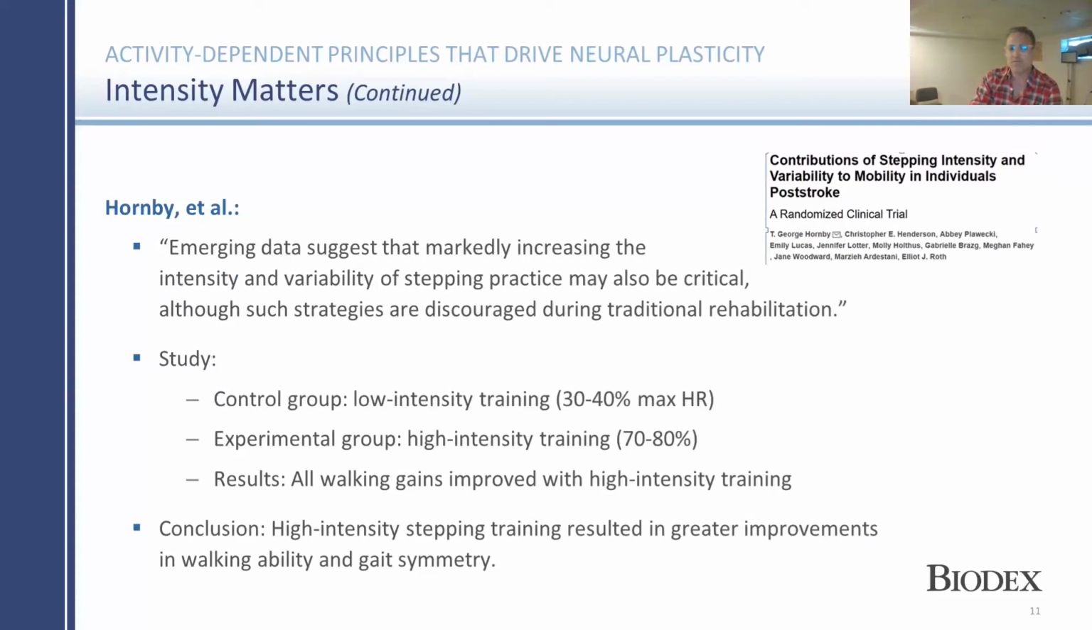So in one of his studies, he looks at a control group and an experimental group. He did low intensity training with the control group at 30 to 40% max heart rate. So that kind of goes back to what we were looking at before. The experimental group had high intensity training at 70, 80%. Obviously, the conclusion was that the high intensity stepping training resulted in greater improvements in walking, not just walking ability, but better symmetry.